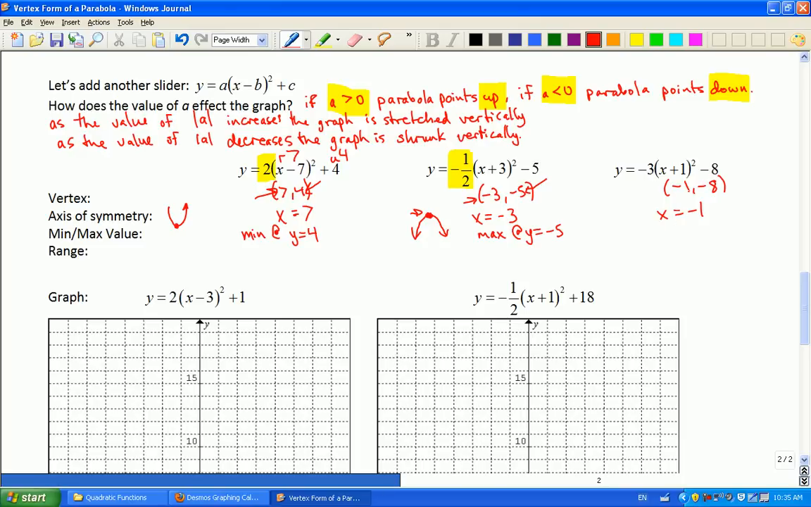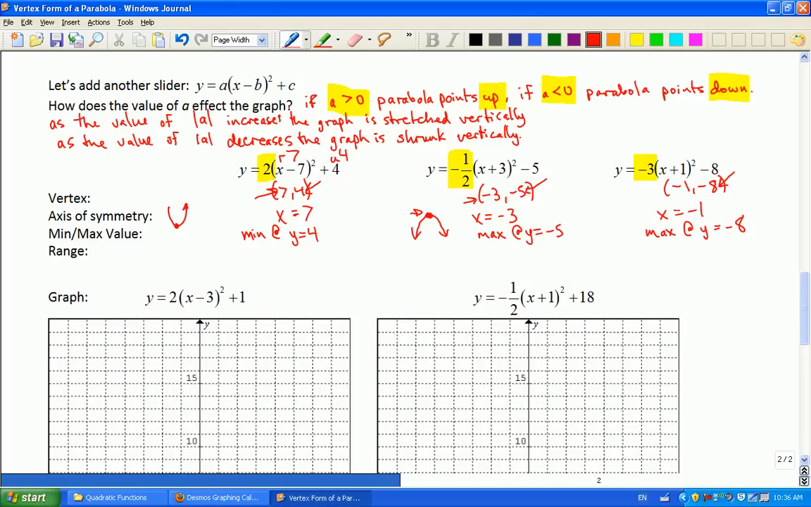And in the last graph, again, if we try to use what we've been talking about here, this is a negative. The graph will point down. So if it's pointing down, it's only going to have a maximum. And that will happen when y equals -8, because that's the point that the vertex takes on when it starts pointing down.